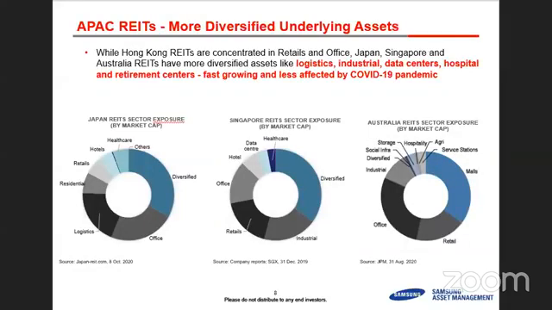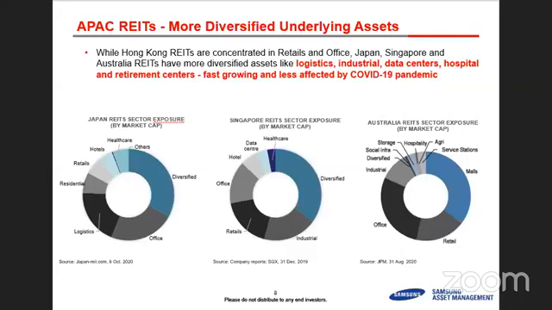And in terms of diversification, while Hong Kong REITs are more concentrated on retail and office, we see that REITs in Japan, Singapore, and Australia have a relatively diversified mix. So for example, we can see logistics, industrial, data centers, energy storage, and even hospital and retirement centers.